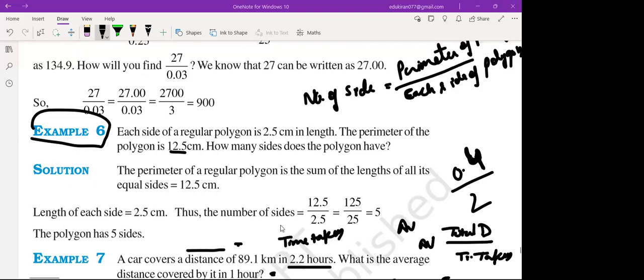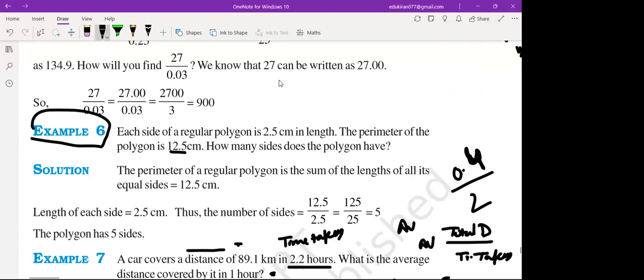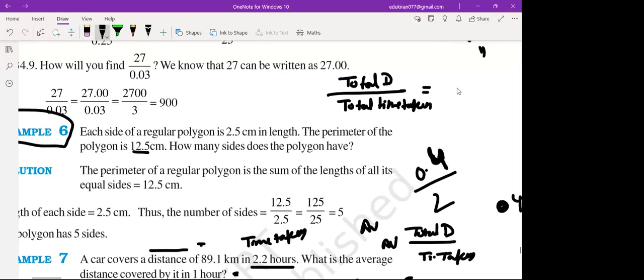Okay, see Abu Bakr. What you need to do is find the average. Whenever you have to find the average, there is a formula. The first formula I told you was add and divide by the number. But in case they ask you to find the average distance covered or something, it will be total distance divided by total time taken. So what is your total distance? The total distance is 89.1, divided by 2.2. You will simply divide it and get the answer. Clear?